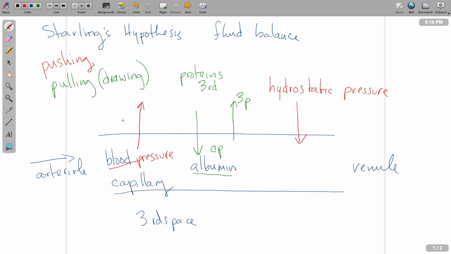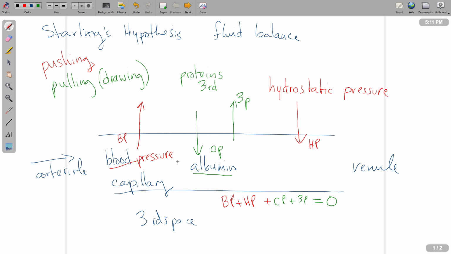Then the next thing we're going to look at is blood pressure and hydrostatic pressure. So these are the pushing forces. They push fluid. Hydrostatic pressure pushes into the capillary. Blood pressure pushes out of the capillary. So if we were to make this equation, BP plus HP plus CP plus 3P, our number should equal 0.